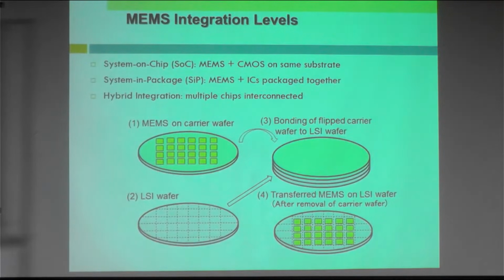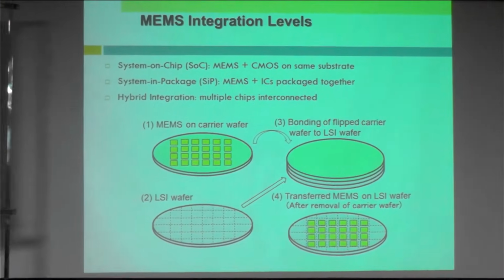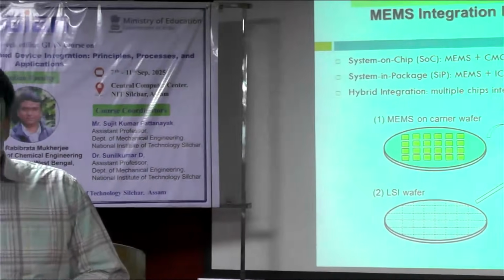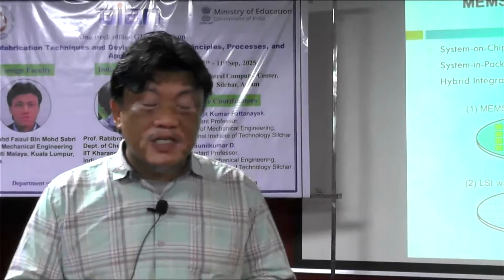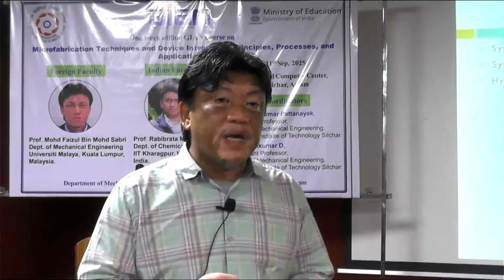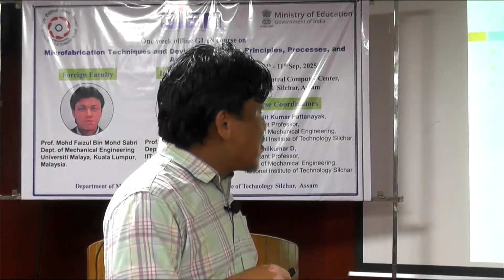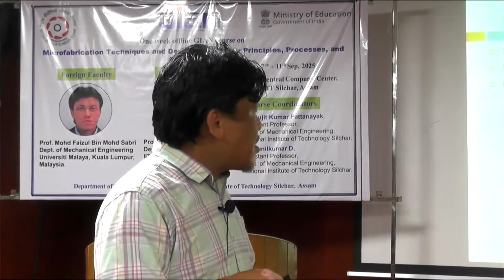So, MEMS integration levels. Basically, there are a few MEMS integration levels. One we call system on chip, or SoC, where we have MEMS devices with CMOS on the same substrate. From the beginning, the design is about designing the MEMS and CMOS at the same time, meaning from the design stage you integrate the CMOS and the MEMS devices at once. And the process goes through on the same substrate until the end.